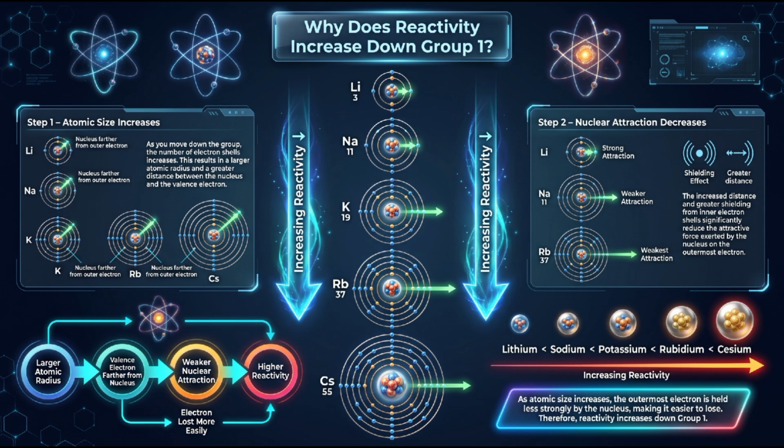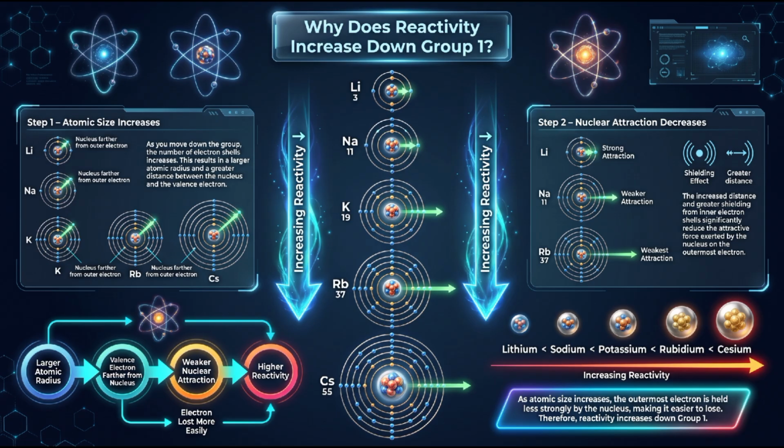At first, this may seem surprising because the atoms become larger, but in reality, the increase in atomic size is exactly what makes these elements more reactive. Reactivity in metals refers to how easily an atom loses its outermost electron during a chemical reaction. Since every Group 1 element has only one valence electron, with the general electronic configuration ns¹, the easier it is to remove this electron, the more reactive the metal becomes.